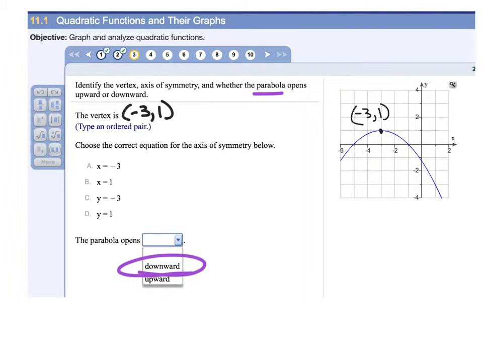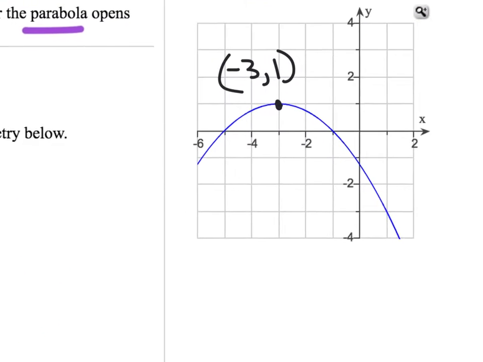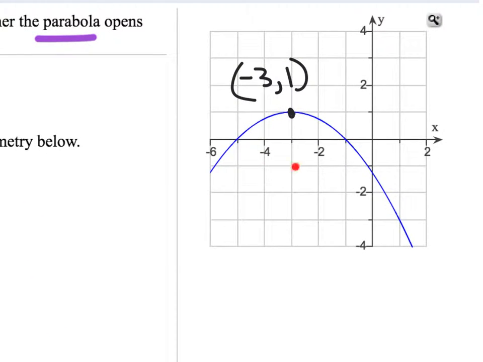Just use that. So choose the correct equation for the axis of symmetry. The axis of symmetry is basically saying that this parabola is always symmetrical. The left side is always going to be the same as the right side. And you can see that the axis of symmetry is right here.